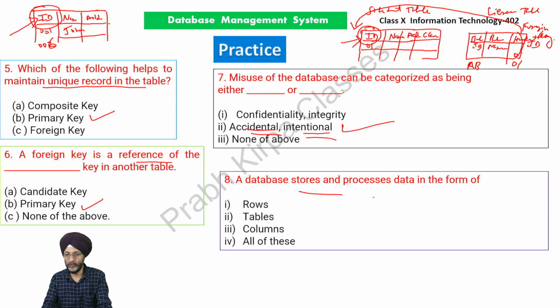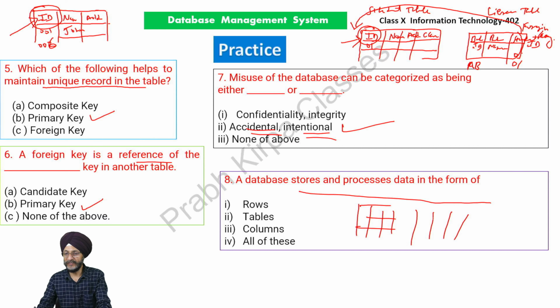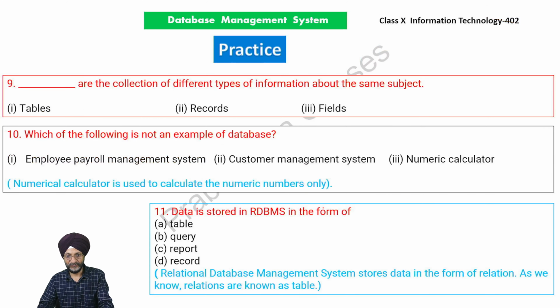A database stores and processes data in the form of, as you know, a database consists of a large number of tables. It can be a product table, employee table, supplier table, customer table, and much more. So a database stores and processes data in the form of tables. Next, dash are collection of different types of information about the same subject.